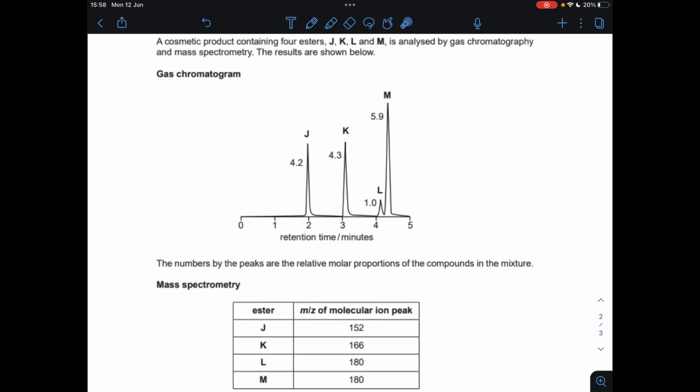Okay, so moving on to the next question, we've got the gas chromatogram of this cosmetic product which has 4 esters in it, J, K, L and M, and we're told that these peak areas, or the numbers by the peaks, are the relative molar proportions. I'll just highlight molar there. So basically what that's saying is, if we look at L, it's got the number of 1. So compared to L, there's 5.9 times as many moles of M, 4.3 times as many K moles, 4.2 times as many J moles.